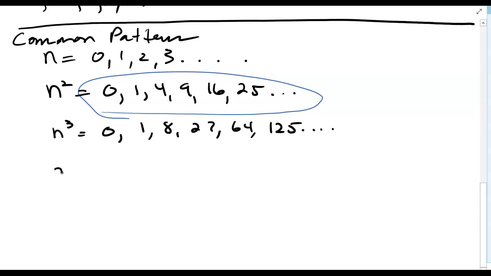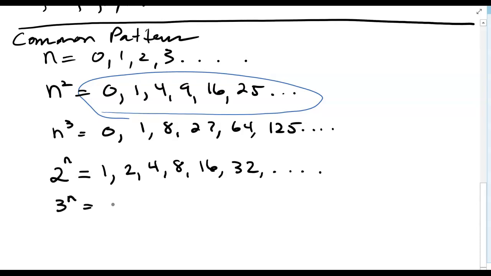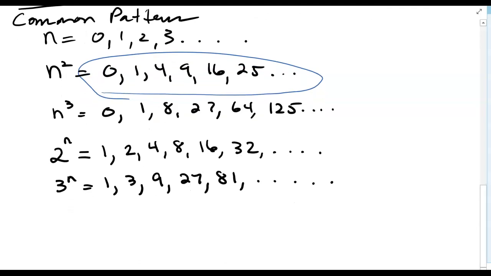Another popular one is 2 to the n. It's good to get a look at what that one is. So if n is 0, 2 to the 0 is 1. Then you have 2, 4, 8, 16, 32, and so on. 3 to the n is another nice pattern. So 3 to the 0 is 1, then 3, 3 squared is 9, 3 cubed is 27, 3 to the 4th is 81, and so on and so on. Again, some nice patterns to recognize.